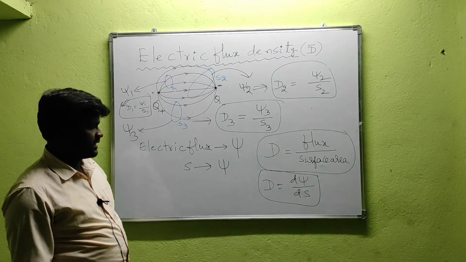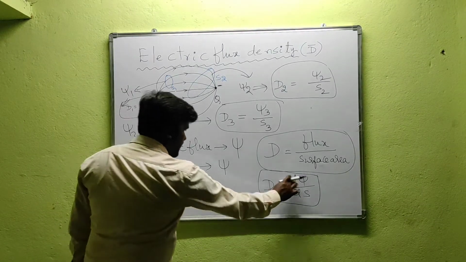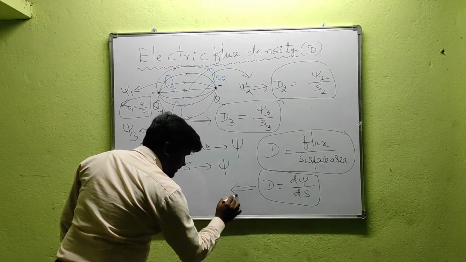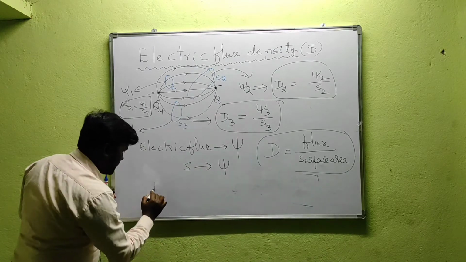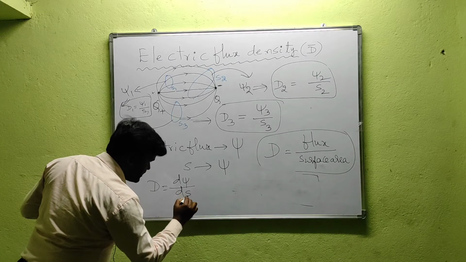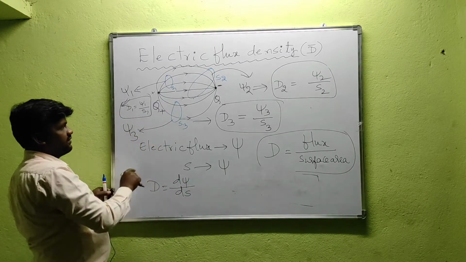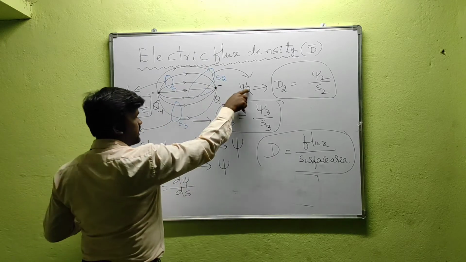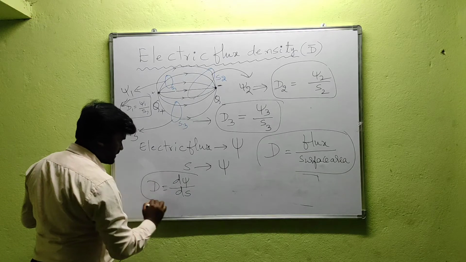D equal to what, dψ by dS. From this we can write it. Change in the surface area leads to a change in the flux, like for S1 ψ1, for S2 ψ2, for S3 ψ3. So that's why D equals dψ by dS.